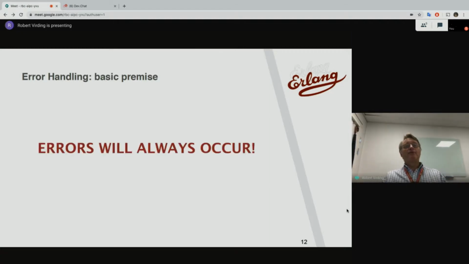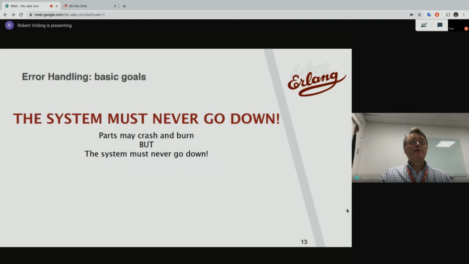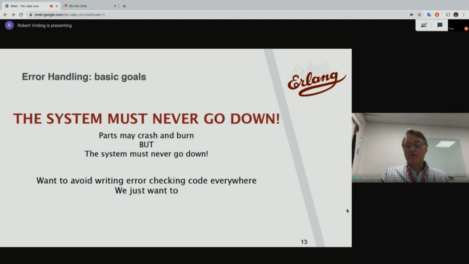The basic premise for the error handling is that you will always get errors. You will never get rid of errors. You will always have errors. Just accept the fact. And the basic goal for the error handling mechanism is the system itself must never go down. So when you get errors, parts may crash and burn, but the system must never go down. You also want to avoid writing error checking code everywhere. If you've ever done this, you'll find it becomes extremely tedious and it's extremely easy to get it wrong. So we just want to let things crash. When a process goes wrong, let it crash. The rest of the system will know what to do when that process crashes and keep on going, restart it, or whatever it might be.